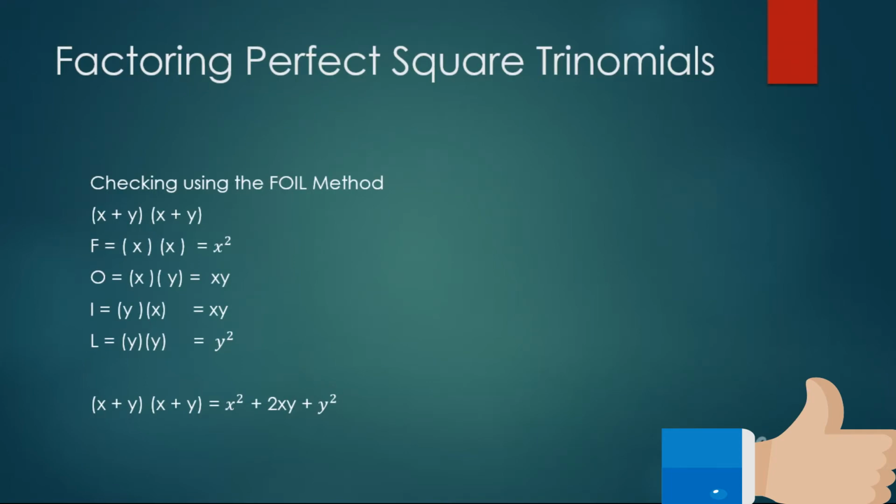Yung outer at yung inner term po natin, since they are like terms, pwede po natin i-combine. So, i-add po natin siya, magiging 2xy plus our last term, which is y squared. Ang pangalawang pattern naman po natin is the negative of it. So, x minus y times the quantity x minus y.